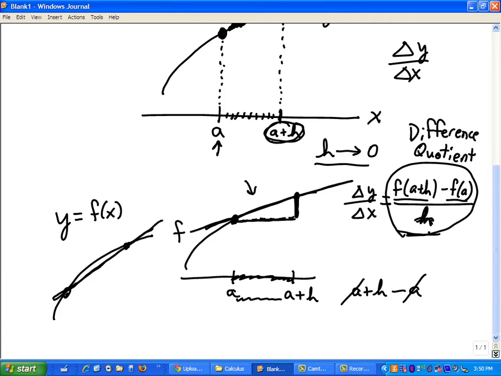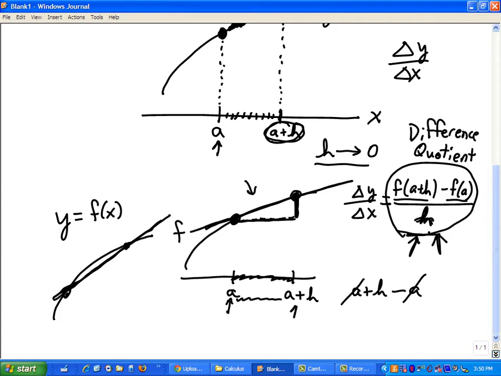It's the slope of that line that is this difference quotient. So when you calculate the difference quotient, you're getting the slope of the line connecting the 2 points that have x values a and a plus h.